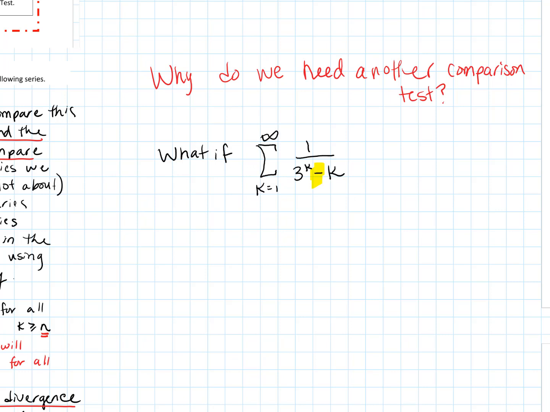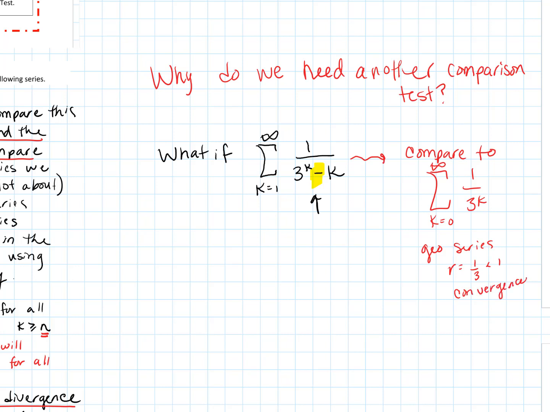What if all we did was switch that minus right there? Well, I would still go through the exact same process. I would look at this and say, I'm going to compare this to that exact series that we just did, 1 over 3 to the k, which I know converges by geometric series. So in my head, I'm thinking geometric series, r equals 1/3, which is less than 1, so I've got convergence. That's my little thought bubble that's going on in my head.